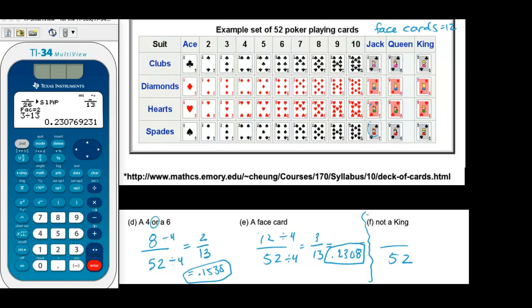For F, we're asked, what's the probability of not getting a king? So you can do this one in a couple of different ways. You could count all of the different cards that are not kings. That would take a while. So we could do that real quick.